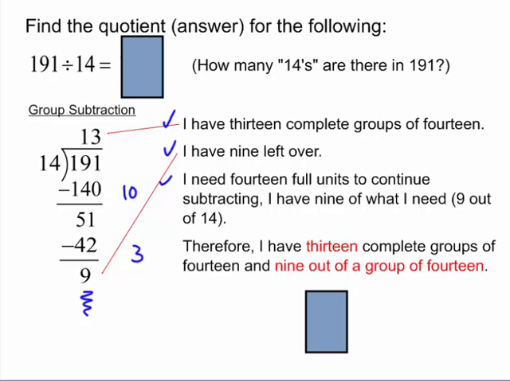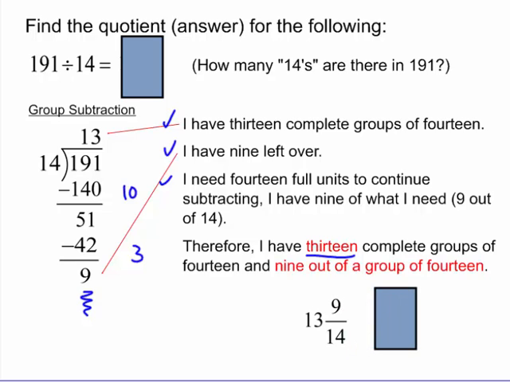So therefore, I have 13 complete groups of 14 and 9 out of a group of 14. When we look at that, that is 13 and 9/14. So how many 14s are there in 191? There are 13 full 14s and 9 out of 14 remaining.